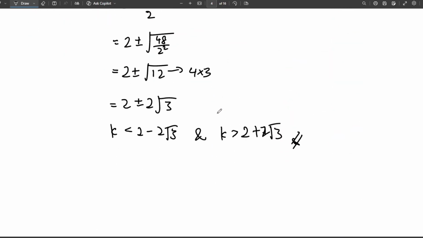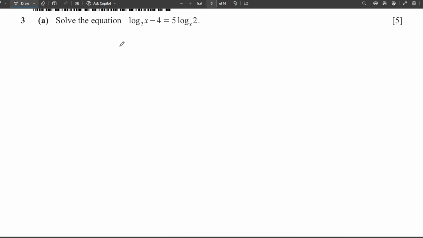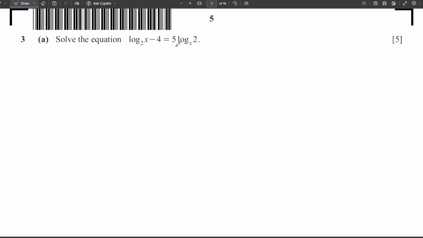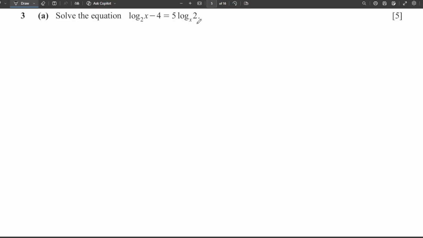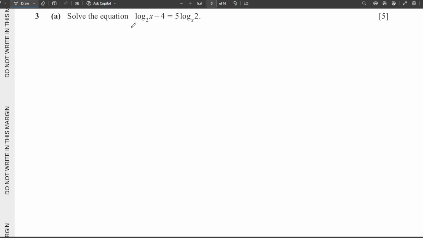Okay, so that's question 2. We move on, question 3. Solve this equation. A logarithm: log base 2x of 4 is equal to 5 log base x of 2. Okay, so we definitely need to change one of the bases so that we can try and solve it. So maybe I'll try to make this one into log base x.